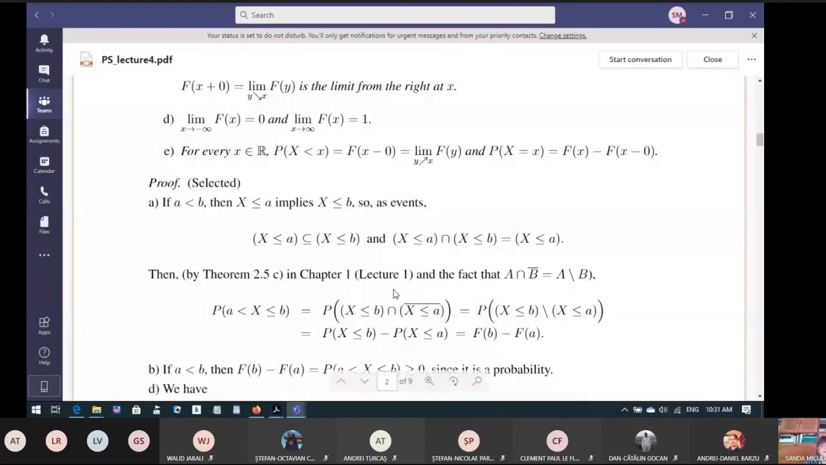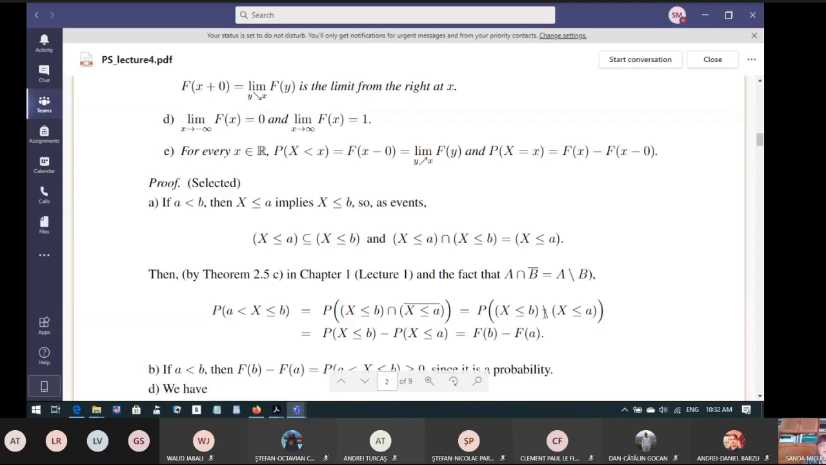And again, think about what they mean, or think about sets, events here. X is less than or equal to B, so this part, and x greater than a is the same thing as saying x is not less than or equal to a, right? The complementary event. But then, of course, such an intersection, an event intersected with the complementary of another event, is the same thing as the set difference of the two. X less than or equal to B minus X less than or equal to A.